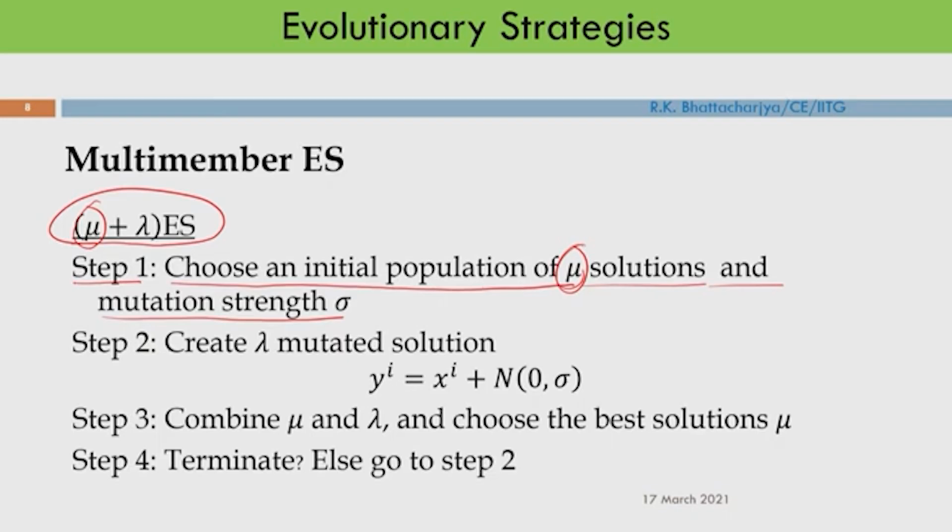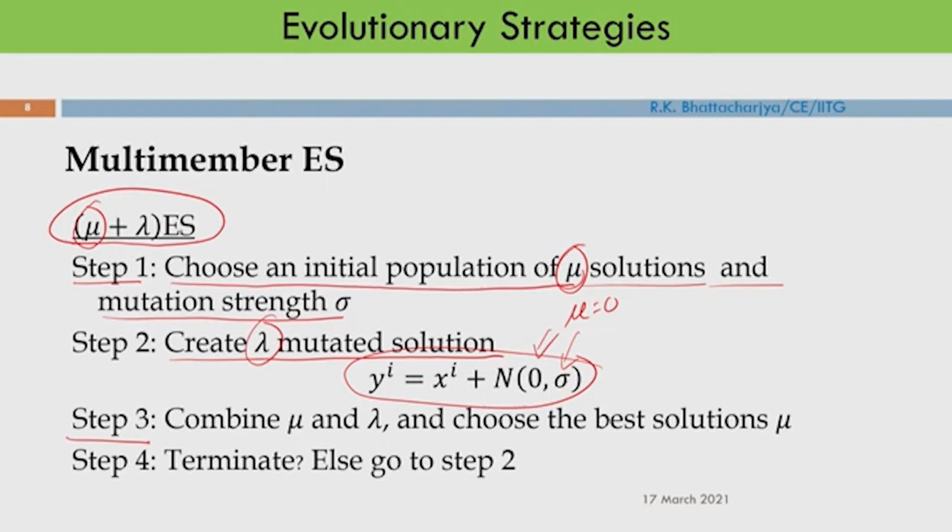Now, from this initial mu solution, create lambda mutated solution using this equation, that means y_i equal to x_i plus N(0, sigma). Anyway, sigma we have already defined, and mean 0. So, we have used Gaussian distribution here, with mean 0 and standard deviation sigma. So, I am creating a new population. Okay. So, lambda population from the mu population.